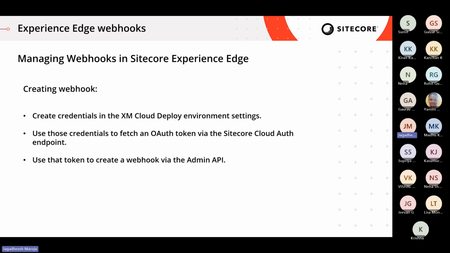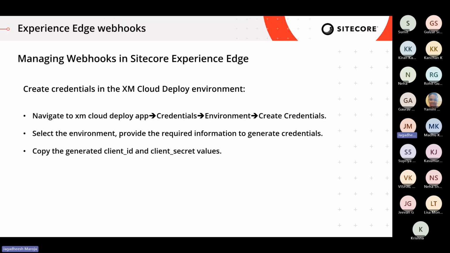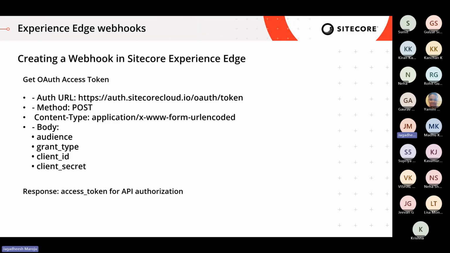and then use those credentials to fetch the OAuth token via the Sitecore Cloud auth endpoint. The token is needed for any operation on Experience Edge webhooks. If you want to create a webhook, use that token to create it via the admin API. This is how you create the credentials in the XM Cloud deploy environment and get the auth token. This is the auth URL. You do a post call with this body: audience, grant type, client ID, and client secret, which are nothing but the credentials that you got from the XM Cloud deploy app.